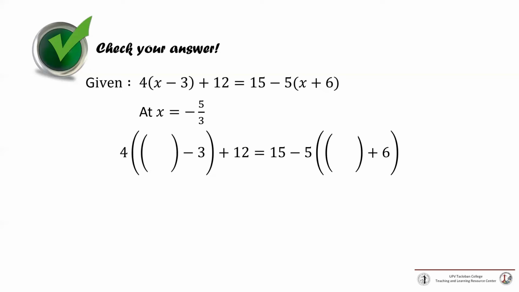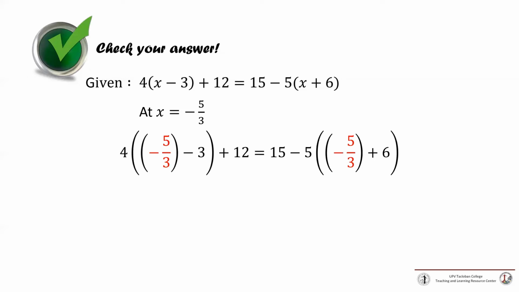Okay, since x is just a variable, we are going to replace that variable with the value that we got, which is negative 5 over 3. So that's it. We simply copy the equation, and then we substitute the value of x in the placeholder, or in the variable x.